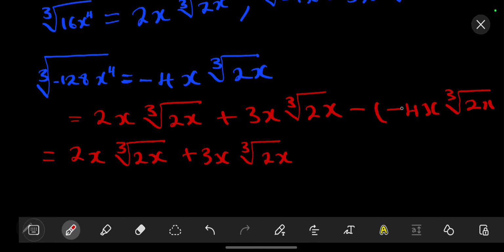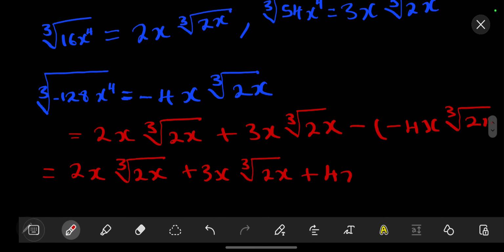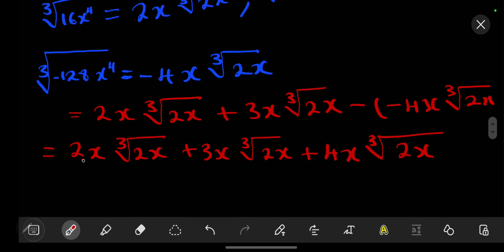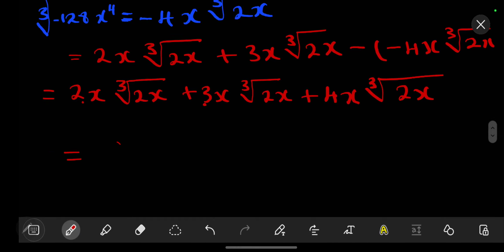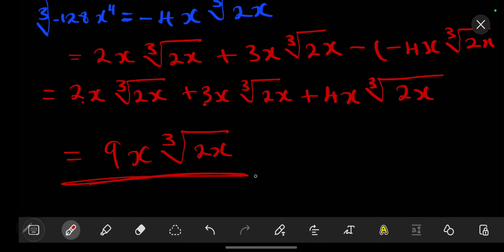Then we have negative times negative, it will be a positive. We have 4x, then we have the cube root of our 2x, like that. So we can now add normally 2 plus 3, that's 5, plus 4, that's 9. So we are going to write a 9x, then maintain everything. So we have the cube root of 2x. So that's that about radicals.